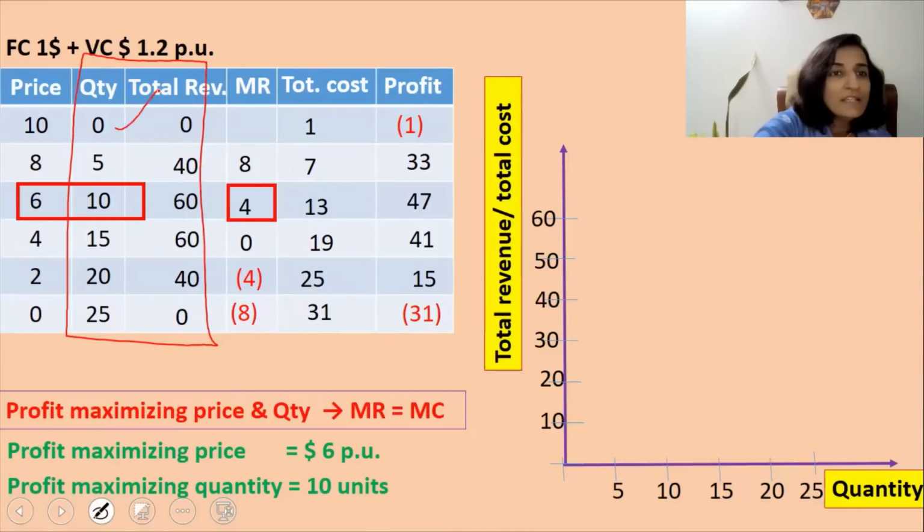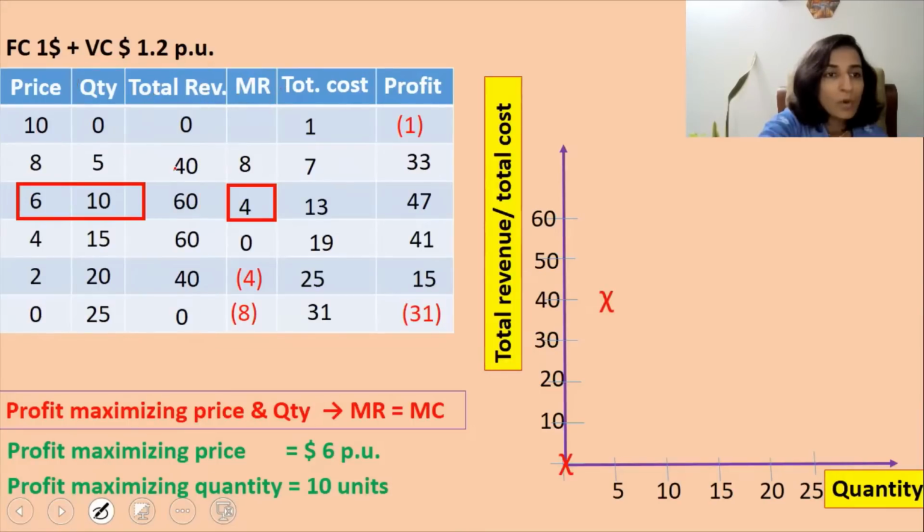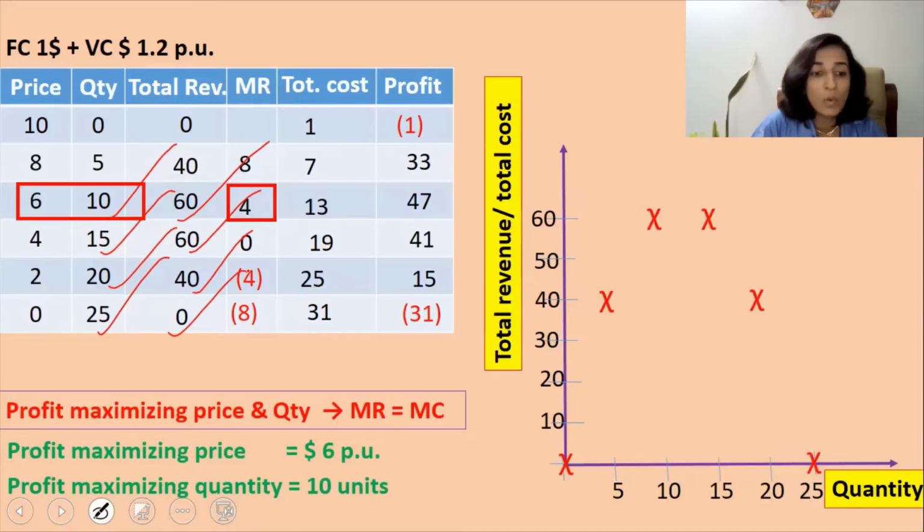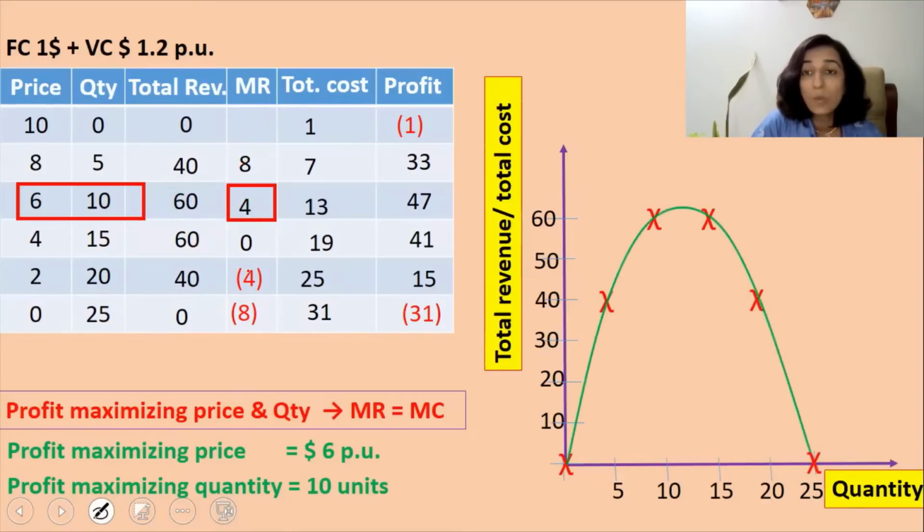When the quantity is 0, the total revenue is 0. So I will mark that point with a red cross. And when the quantity is 5, the total revenue is 40. So that's here. When the quantity is 10, the total revenue is 60. When the quantity is 15, the total revenue is 60. When the quantity is 20, the total revenue is 40. And finally, when the quantity is 25, the total revenue is 0. When we join these lines, we get the total revenue curve.